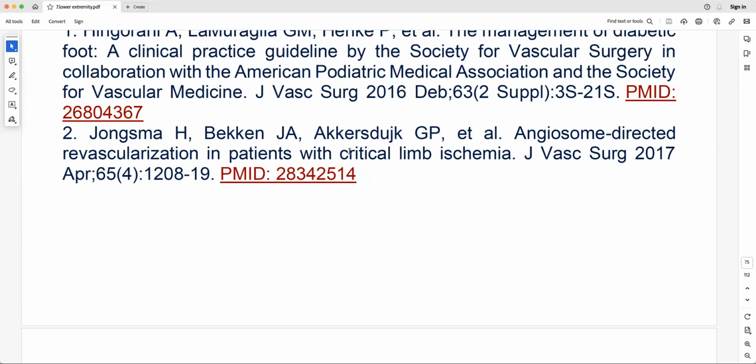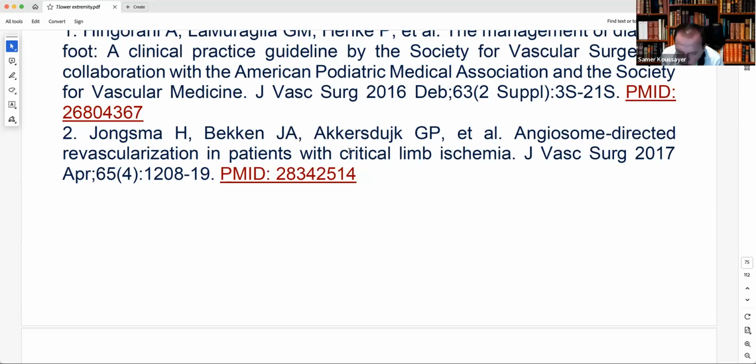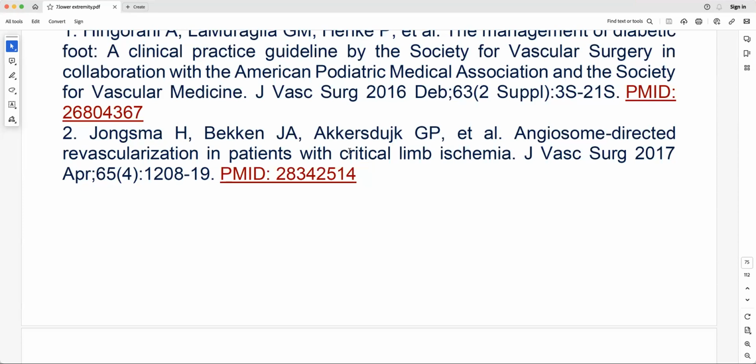What was the third question? Sorry, I think I lost the third question. There were two questions. What is your duplex criteria for a good segment to put your bypass on? Is there any duplex criteria like calcification, or whether you can compress the artery distally or not? Any criteria that you use and ask the duplex technicians to do?